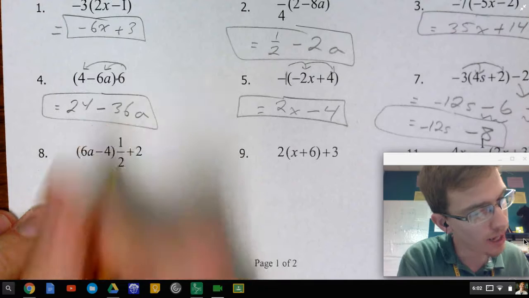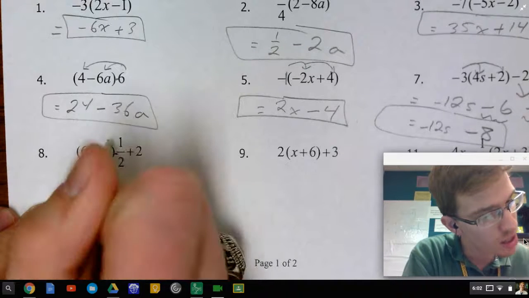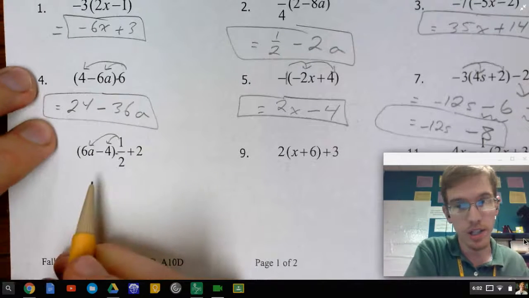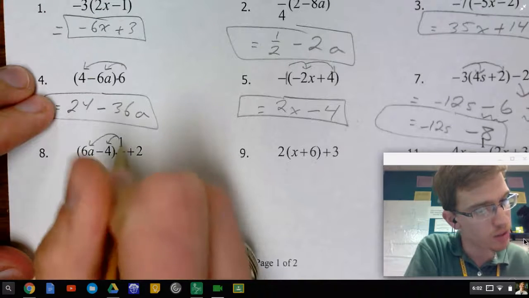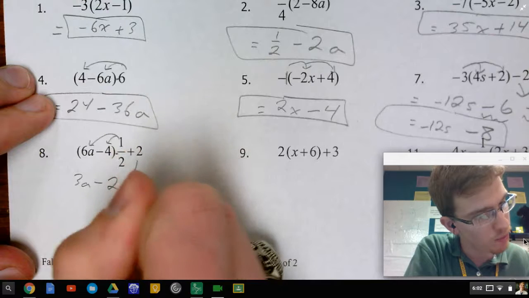Okay, we're going to take our 1/2 out here to the right of the parentheses. It's what's touching the parentheses, so it affects everything here. So we multiply everything in here by 1/2. So 6a times 1/2 is 3a. Minus 4 times 1/2 is 2, so minus 2. Bring down the plus 2.